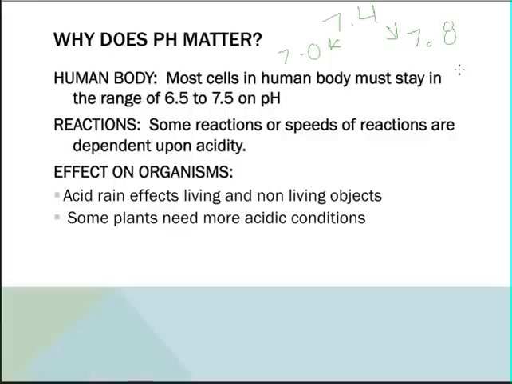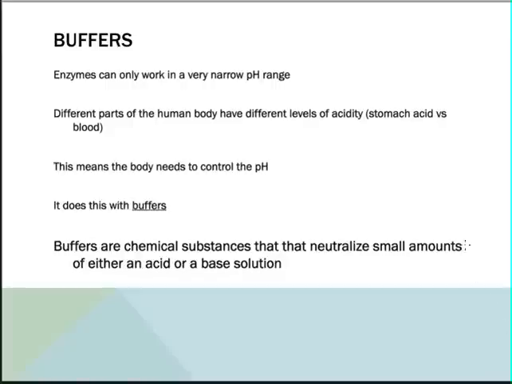Looking at external pH changes. If there's acid rain, we know that affects living things. Some plants need to be in a more acidic condition, but a lot of them are not adapted to deal with a pH change. So if there's acid rain or the pH changes too rapidly in soil, the plants will die. In our body, like I said, if it changes 0.4, that's enough to kill you.